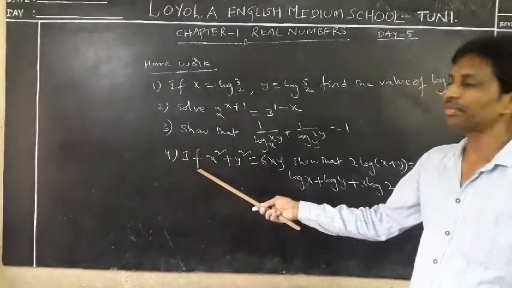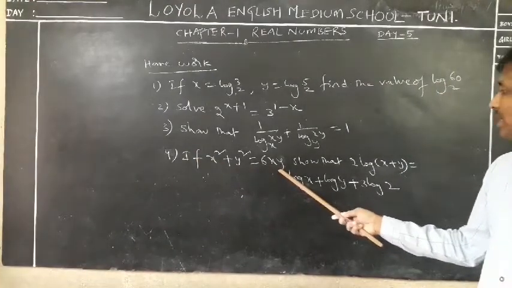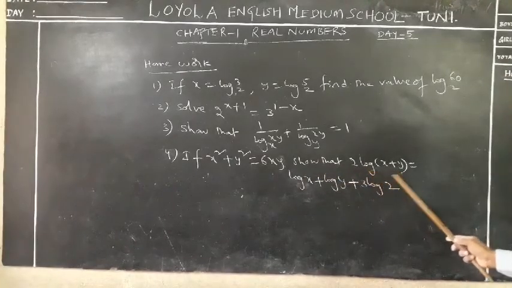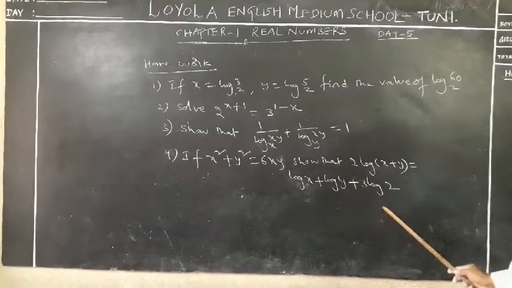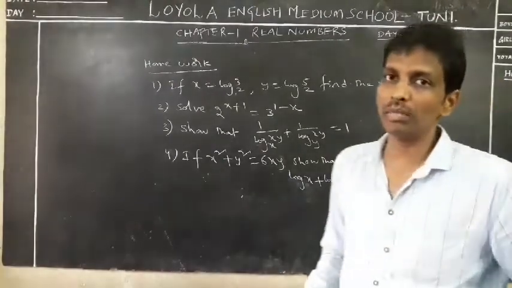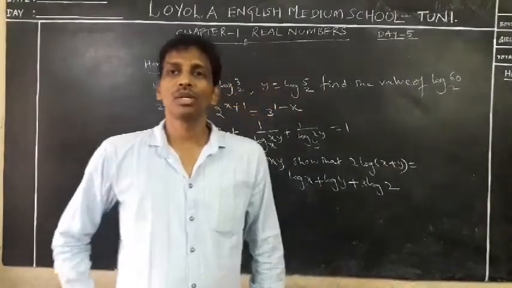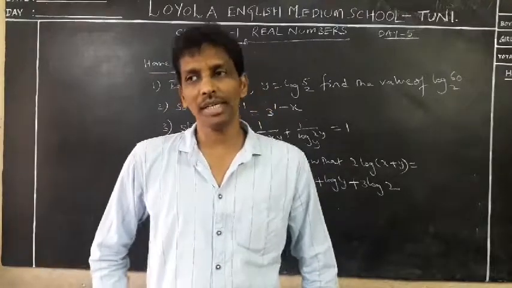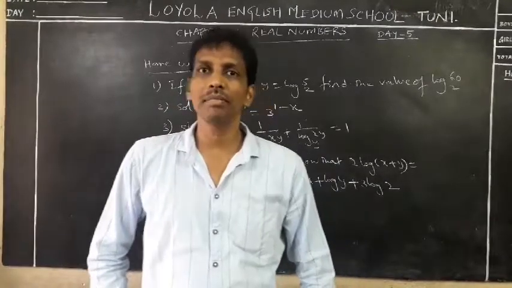Fourth one, if x square plus y square is equal to 6xy, show that 2 times log of x plus y equals log x plus log y plus 3 log 2. So these are the 4 problems we are giving as homework for today. The explanation part of chapter 1, real numbers, is completed.